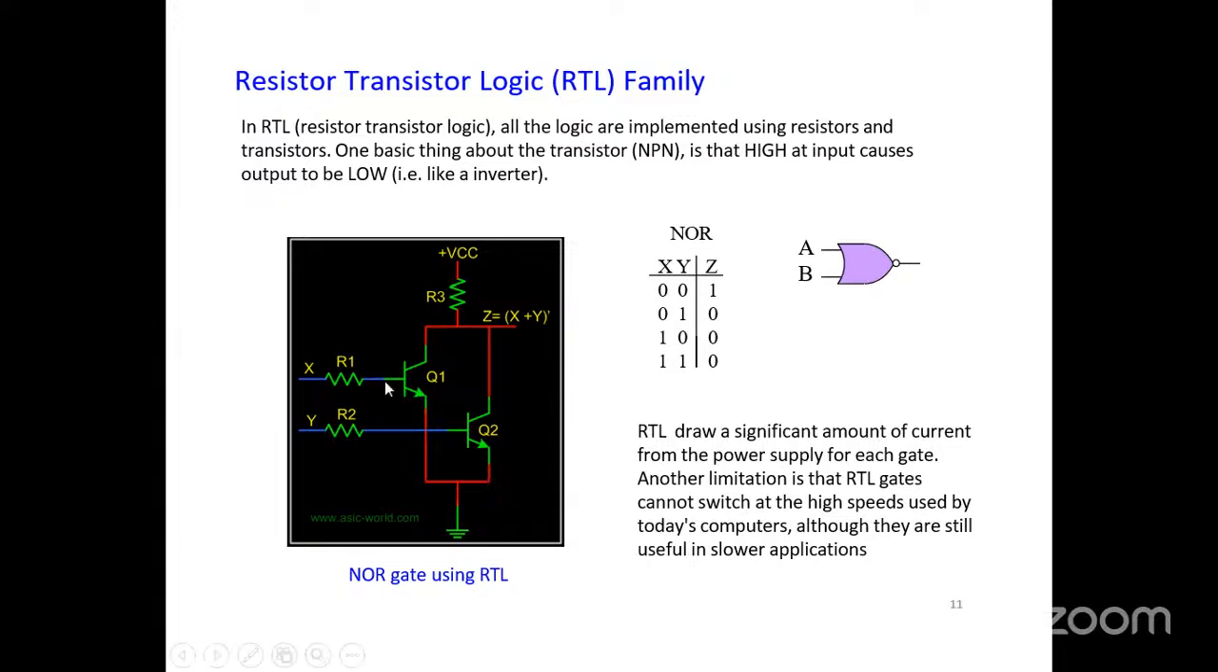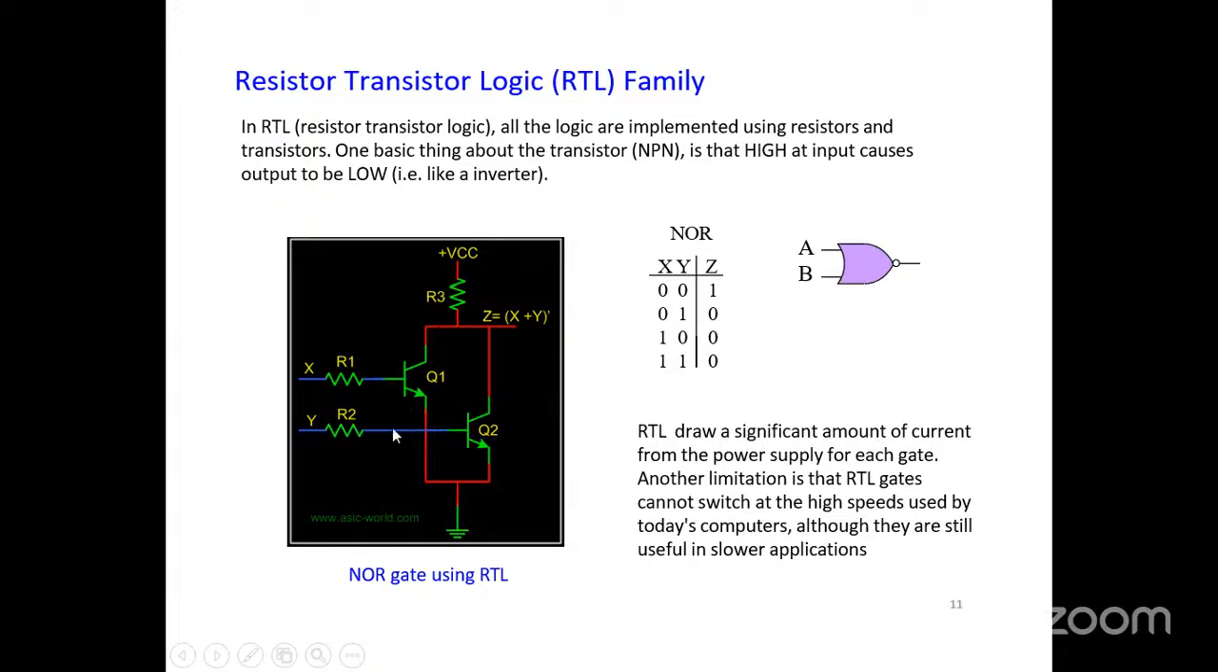Now if the minimum base voltage is not sufficient, then the transistor will be switched off. If sufficient voltage is there, for example a logic 1, which is around 5 volts as the input voltage, then the transistor will be on, and the output will be 0.